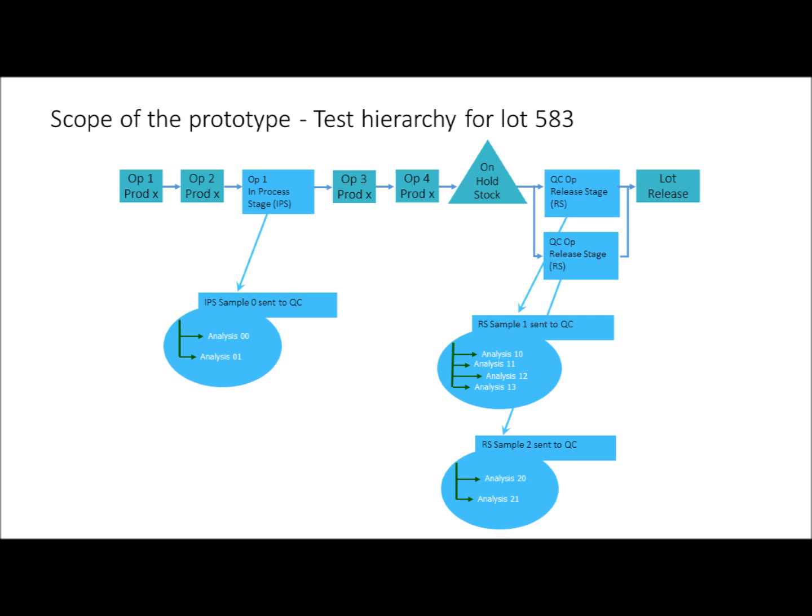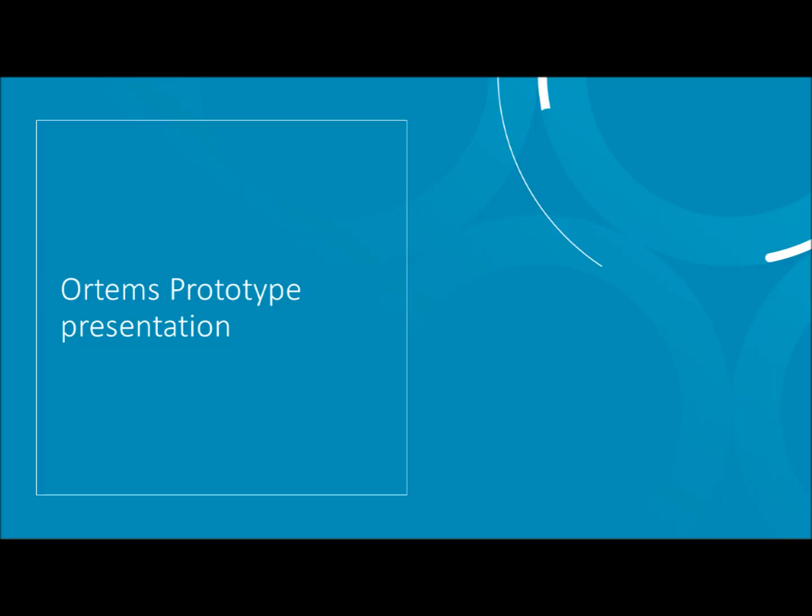From operation 1 of your production to the lot release, we have two kinds of tests. We have, at the in-process stage, in-process tests in between two different operations, and at the release stage, the release test, after you have stocked your product but before you are releasing it. In this prototype, we will focus on these two kinds of tests, and first show you in Ortems, in one example, the lot 583, how we are modeling the in-process test and the release test. Let's swap now into Ortems to show you how we are modeling this test in your control laboratories.